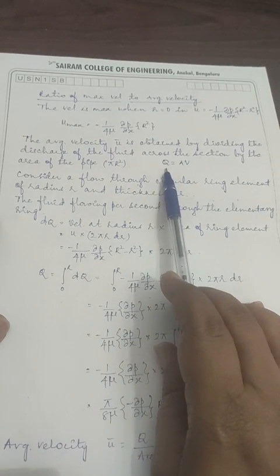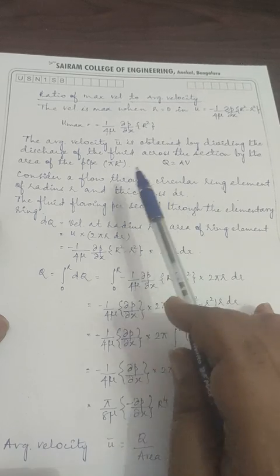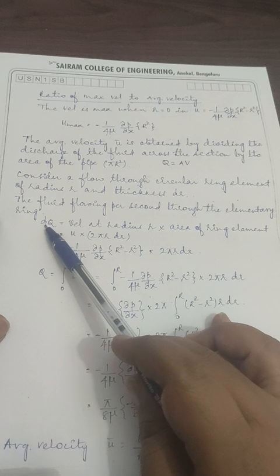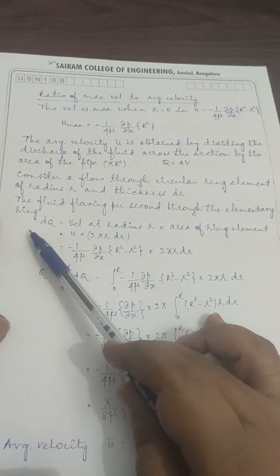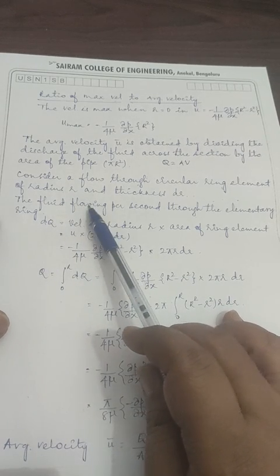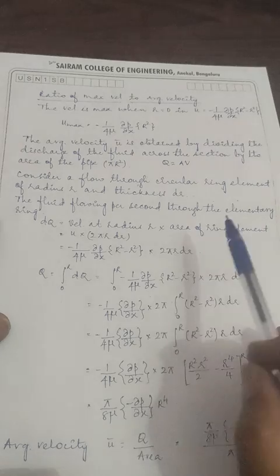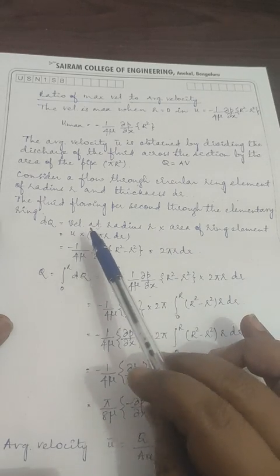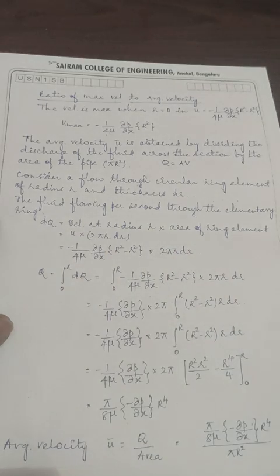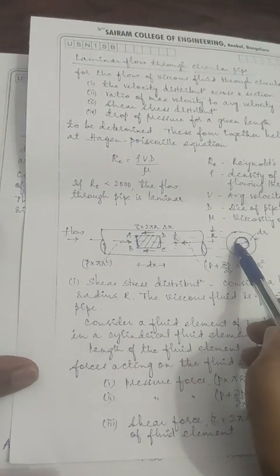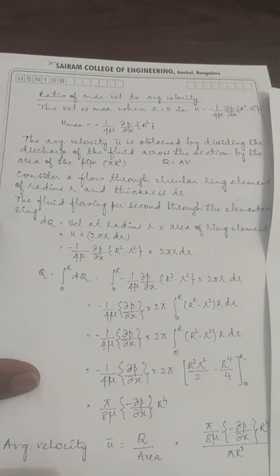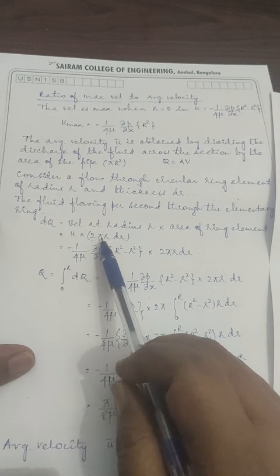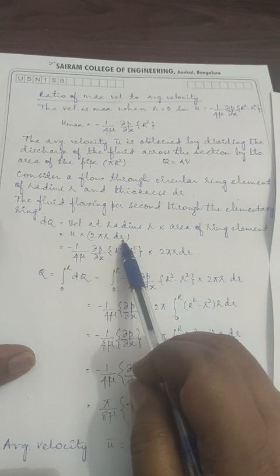The discharge Q is obtained by integrating the flow through the elementary ring. Here I am writing the expression for the flow through the elementary ring, that is dq. Integrating this dq, I get the entire discharge through the pipe of radius capital R. Now dq is equal to the velocity at radius small r into the area of the ring element. When the flow takes place through this elementary ring, that velocity is considered as u, into the area of the ring element. The circumference of the ring is 2 pi r, into its thickness dr.